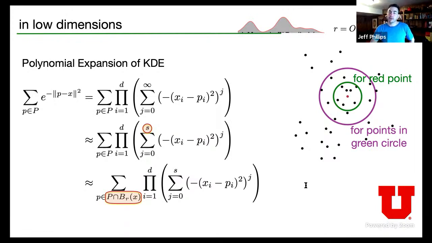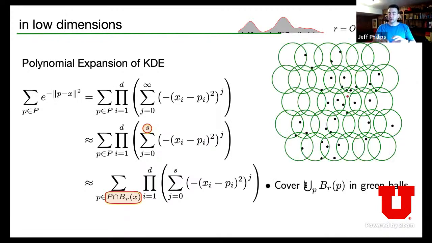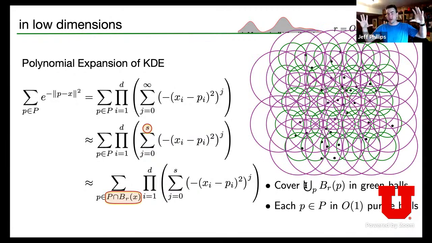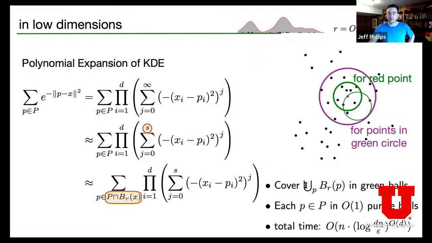Okay, so then what we can do is tile the region, the union of sufficiently big balls, with these green disks, and for each green disk we put a purple disk around it. For each purple disk we build a system of equations, and we can argue that each point is in a constant number of these purple disks. And since it's in a constant number of these, the amortized cost is that it only goes into a constant number of these systems. And so we don't get this n squared term anymore. We get a near linear term here. It's n times log n to the O of d.